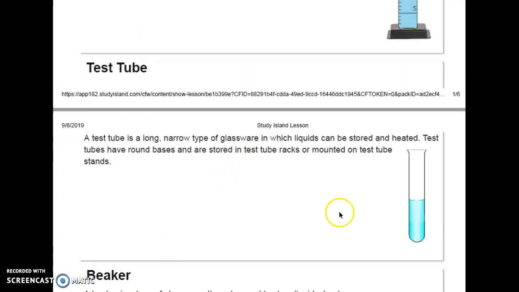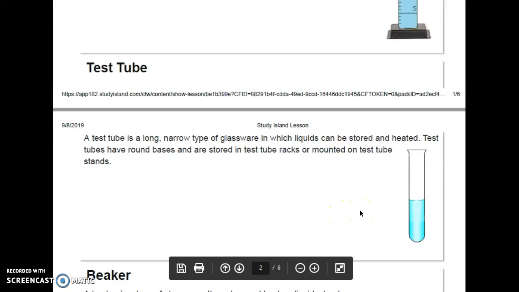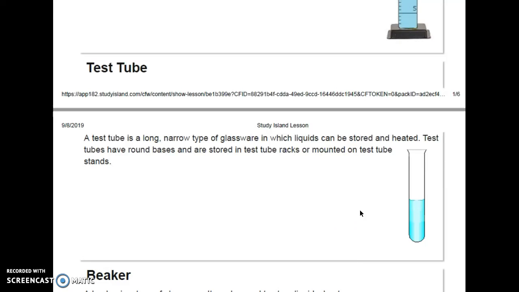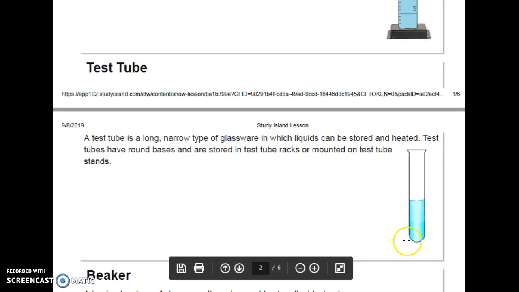Test tube. A test tube is a long, narrow type of glassware in which liquids can be stored and heated. Test tubes have round bases and are stored in test tube racks or mounted on test tube stands.